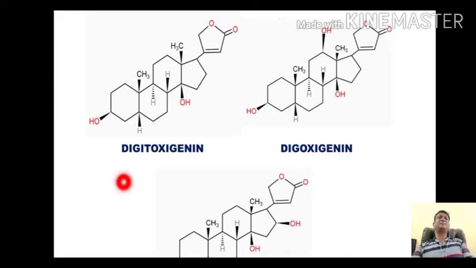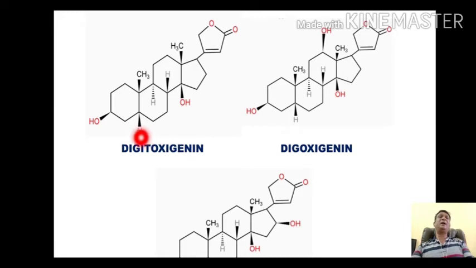Now the first aglycone portion is digitoxigenin. Here, dear students, you can view that this steroid nucleus is present along with these methyl groups and this hydroxyl group, with a substituent over C17 position, an alpha beta unsaturated lactone ring. Here, besides C3 hydroxyl group and this C14 hydroxyl group, no other hydroxyl groups are present.